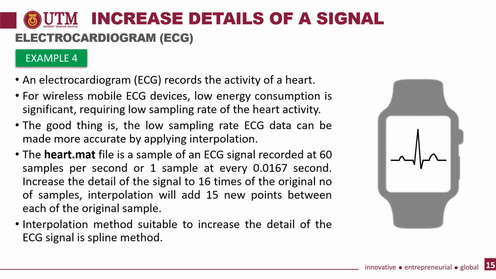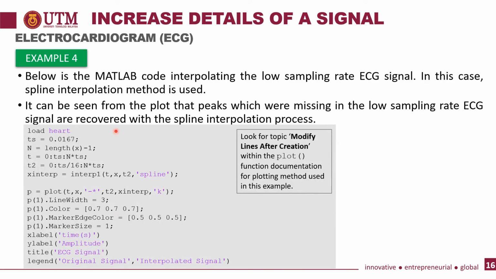All right. So below is the MATLAB code interpolating the low sampling rate ECG signal. In this case, the spline interpolation method is used. It can be seen from the plot that the peaks which were missing in the low sampling rate ECG signals are recovered with the spline interpolation process.